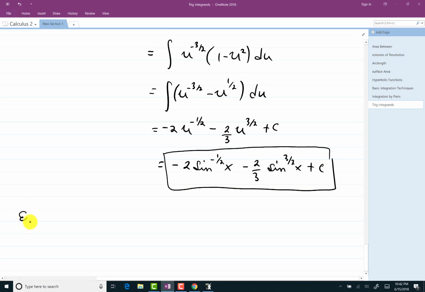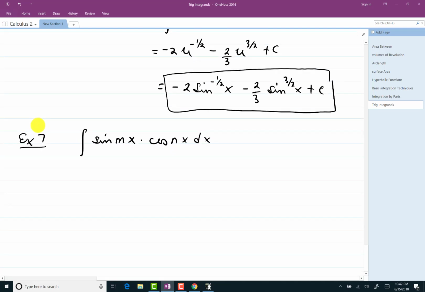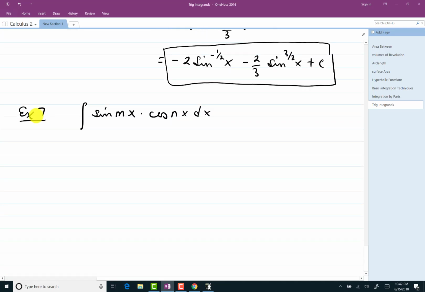For example 7, consider this one. We're going to have sine of mx times cosine of nx dx. Now this one, rarely do students get this one because I have not actually done it in class, and it's a complicated, I don't know if you call it complicated, but there's a trick to it, I guess. And the trick looks like this.